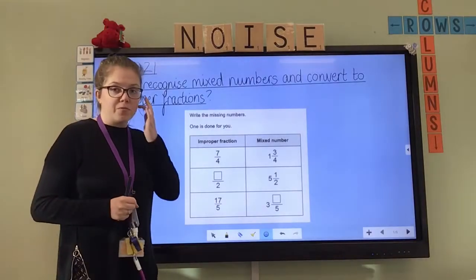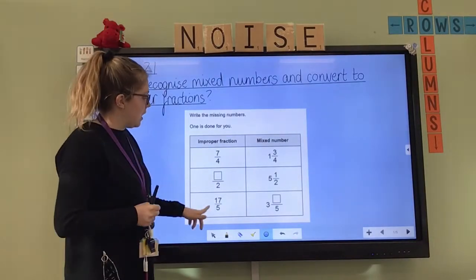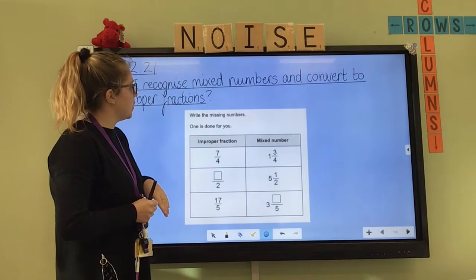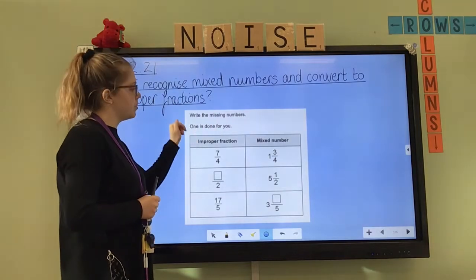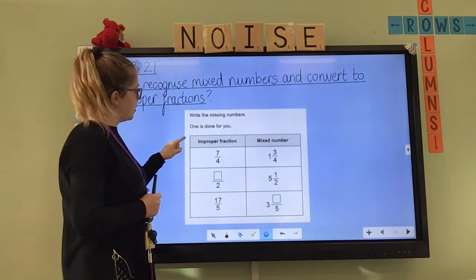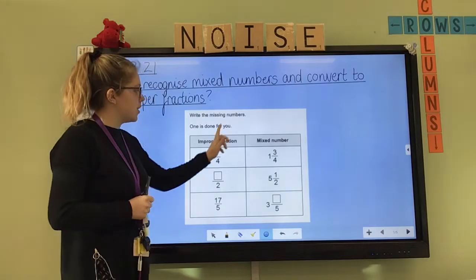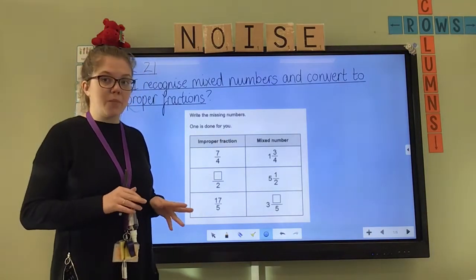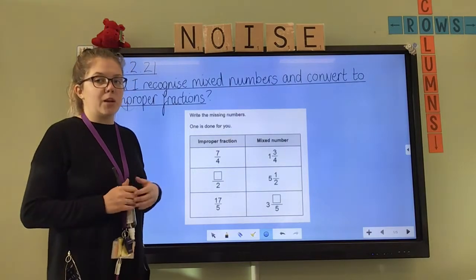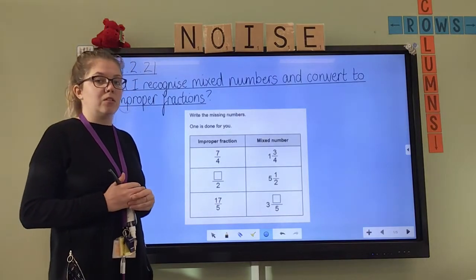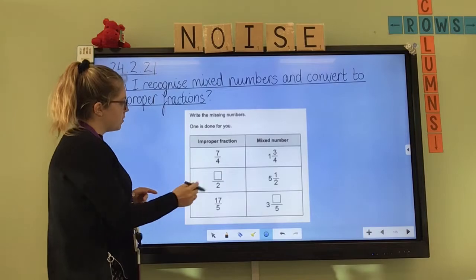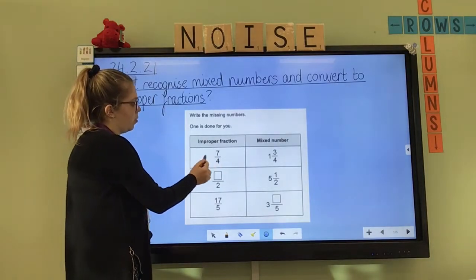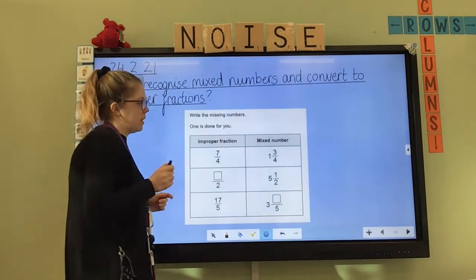My first question for you is a really simple missing numbers question. So it says, write the missing numbers, one is done for you. And you can see you've got improper fractions on the left and mixed numbers on the right. Pause the video if you'd like to have a go, see how much you can remember, and then check back in for the answers. So, my first one that's done for me is I've got 7 quarters and 1 3/4.